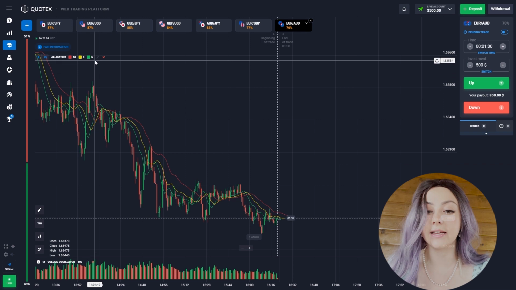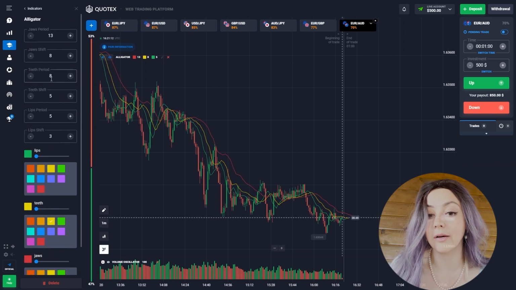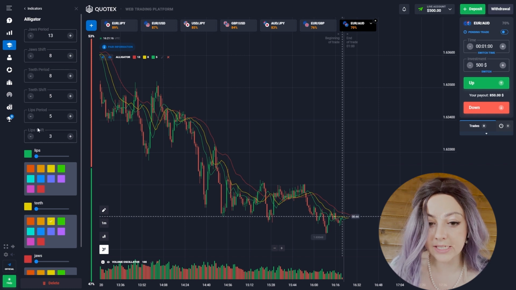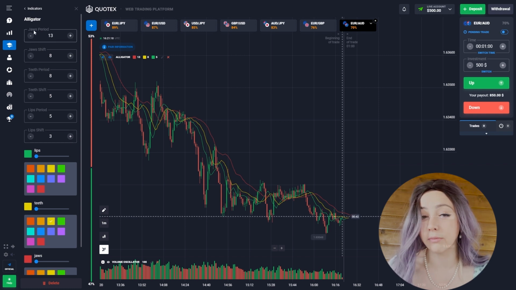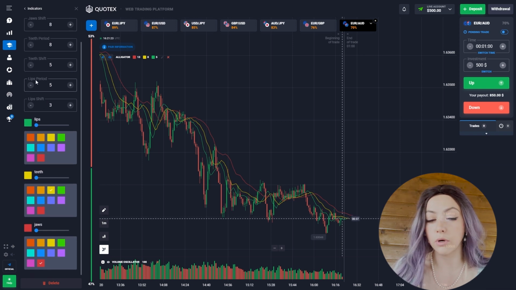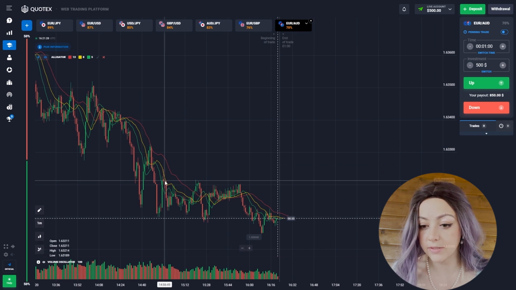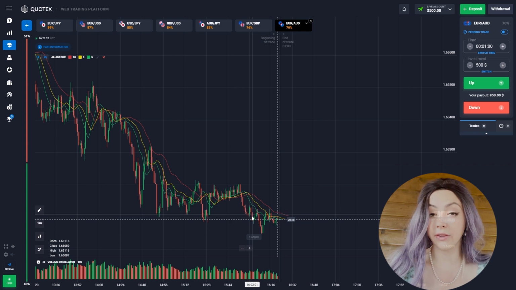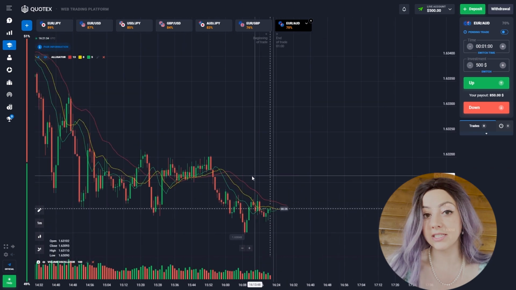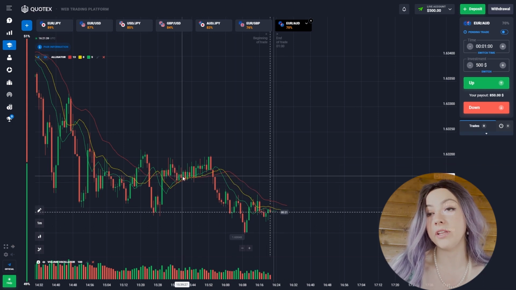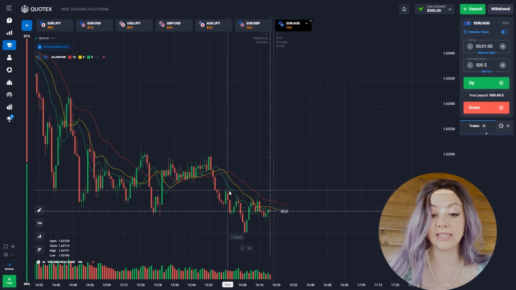The second one is the Alligator, and here there are way more settings: jaws, lips, teeth. You don't need to remember all of it, I just showed it to you. What you want to remember and understand are these lines on the chart. If you can see the red line above, then the yellow one and the green one, it means that the tendency is downward. And if you can see the green line above, it means that the tendency is upward.